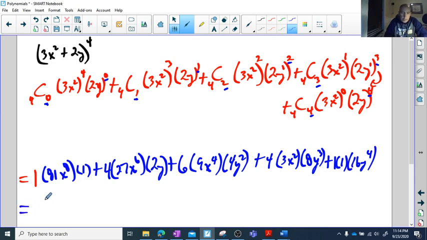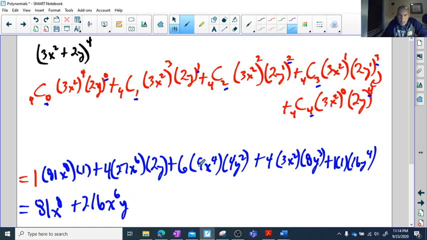Almost there. We tidy this up now. So this one's going to be 81 x to the 8th. This one is going to be 8 times 27. 8 times 27 is 216. So plus 216 x to the 6th y. You can write this out. Some of you may want to do a little bit more than this in your head or on your calculator. So this line could be skipped and you can go right to here.